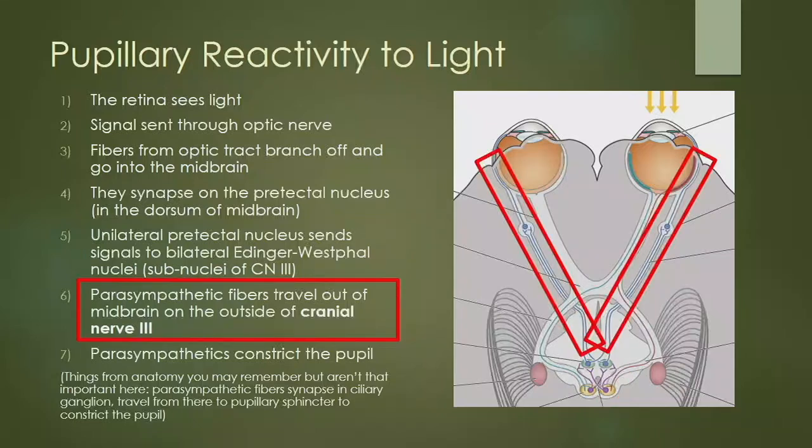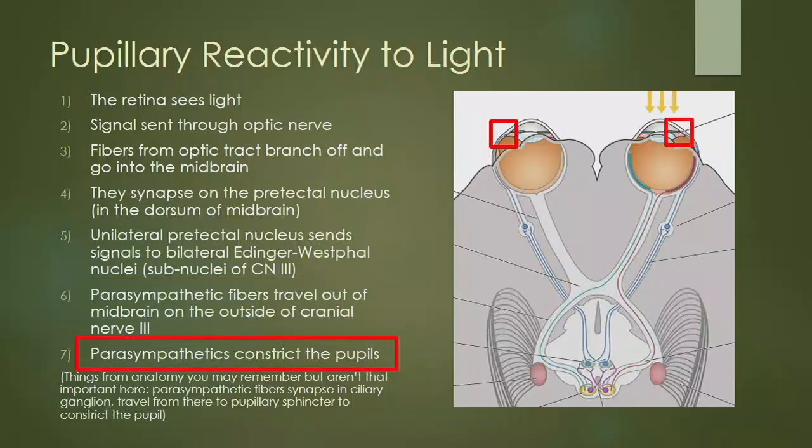From there, the parasympathetic fibers, because this is happening to mediate pupillary constriction through parasympathetic fibers, travel out along the outside of cranial nerve 3. The peripheral aspect of that cranial nerve is where these are traveling. You guys probably remember that there's things involving the ciliary ganglion. It's not super important here because that gets a little more into anatomy than neurology. But basically, the parasympathetics constrict the pupil in response to light. It ends up happening in both eyes at once because the pretectal nucleus sends signals to both Edinger-Westphal nuclei.